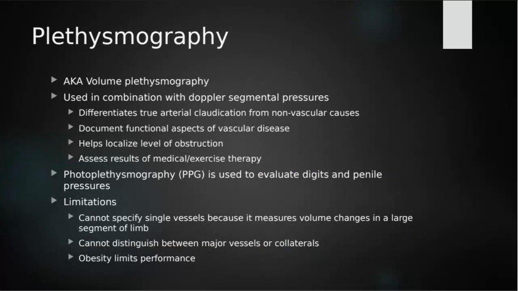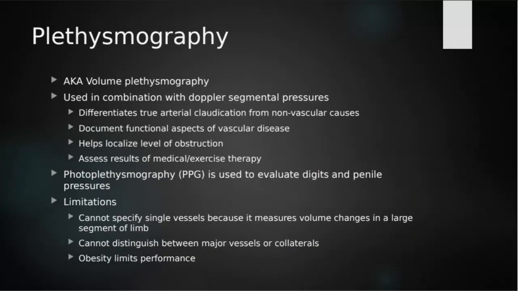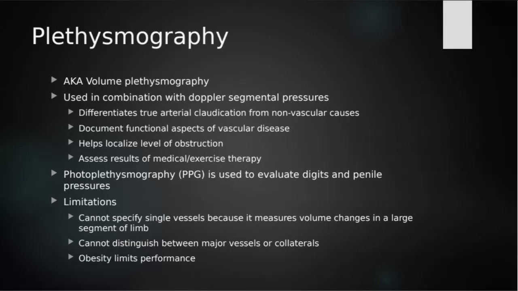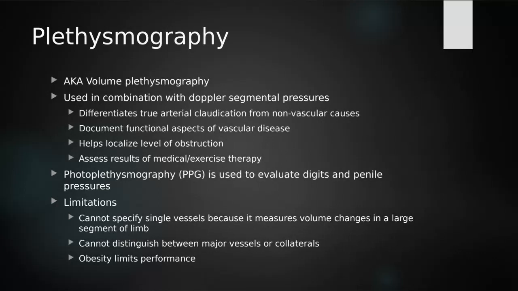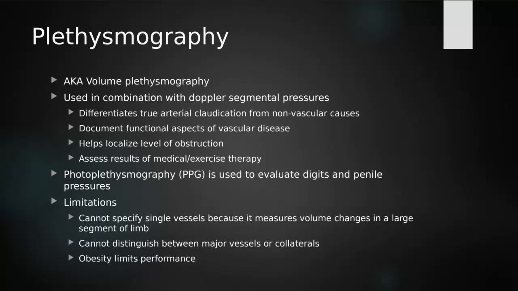So there is Doppler segmental pressures, there's plethysmography, and there's also photoplethysmography, which is a little bit different. So plethysmography, also known as volume plethysmography, your registry likes to go back and forth between those two terms. We use this with the Doppler segmental pressures, like I said earlier. It's going to help us to truly identify and diagnose arterial disease. It can help us to determine the functional aspects of that vascular disease.